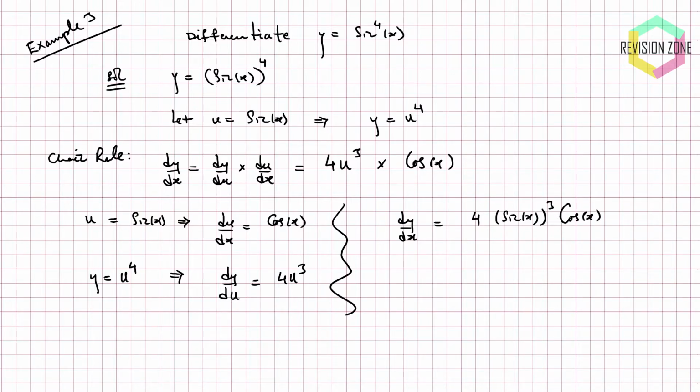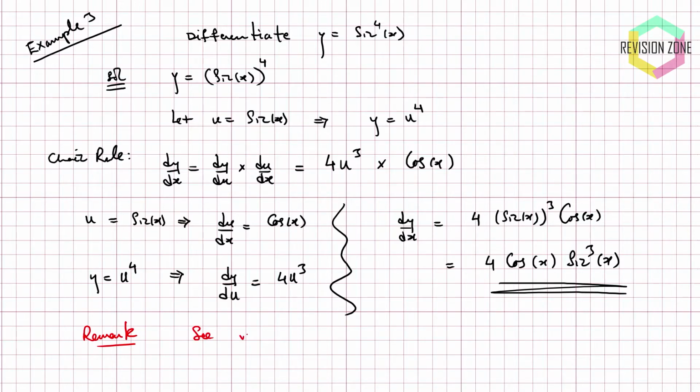Okay, that's basically the answer, but we can simplify it somewhat. So we can rewrite it as 4 cos x sine cubed x, sorry, which is the more conventional way of writing this. So we have our derivative. Perhaps the only point worth mentioning is a quick remark, which is we have seen this before, and we got the exact same answer. See the video on product rule examples, for a check.